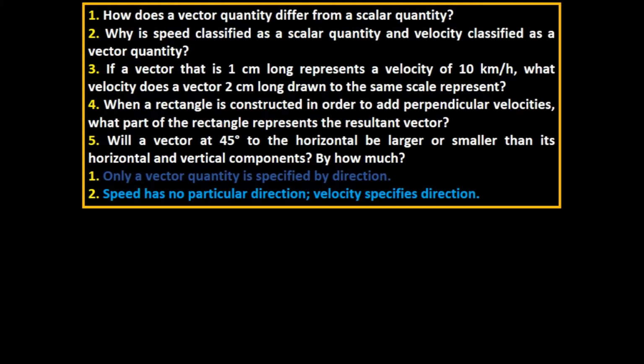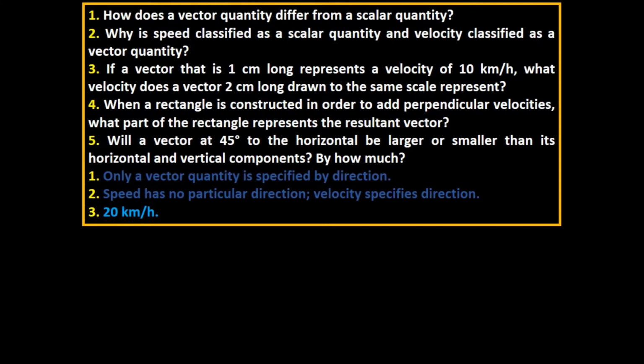If a vector that is 1 centimeter long represents a velocity of 10 kilometers per hour, what velocity does the vector 2 centimeters long drawn to the same scale represent? Well, scale is very important. So if 1 centimeter is 10, then 2 is 20. So the answer would be 20 kilometers per hour.